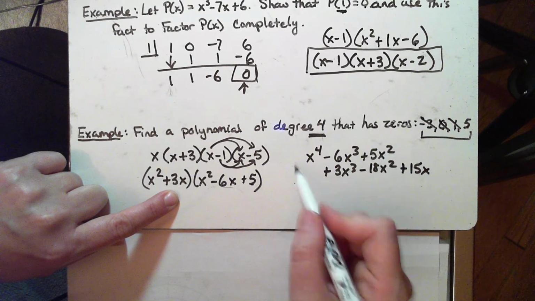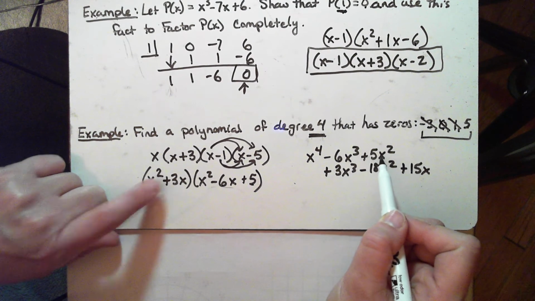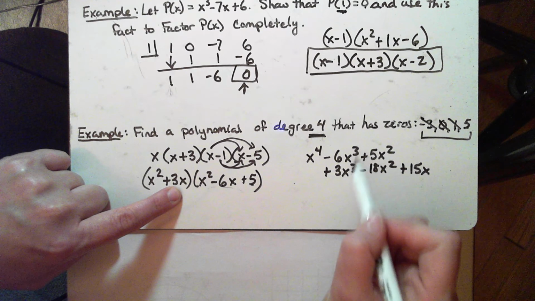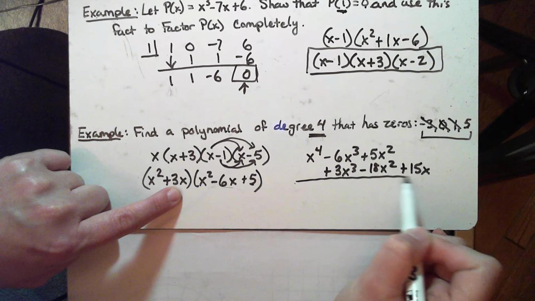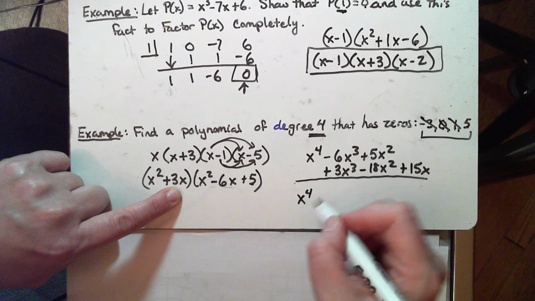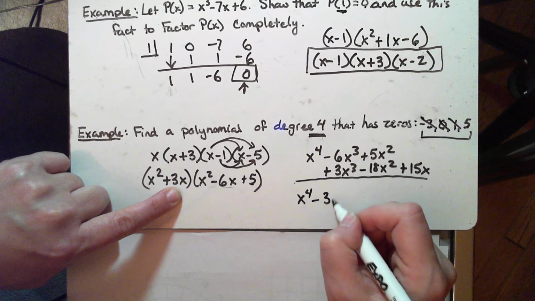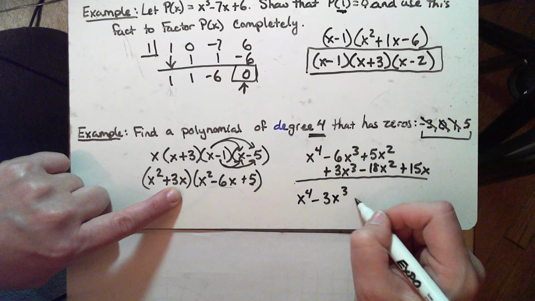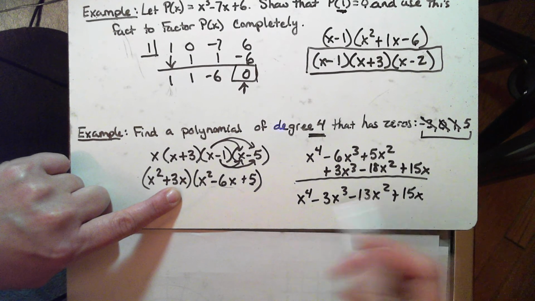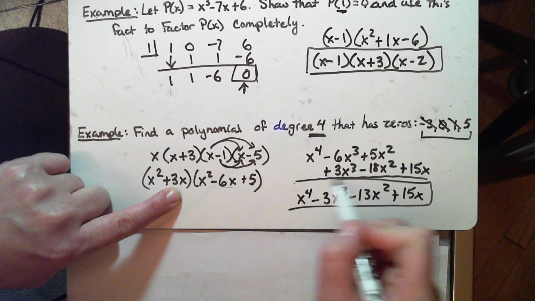Notice how I lined up my like terms as I did that. This was from the first term multiplying in. This was from the second term. I lined up my like terms so it's easy to just add this all together. My polynomial of degree 4 is this. And this adds to negative 13x squared and plus 15x. That is my answer. Ta-da!